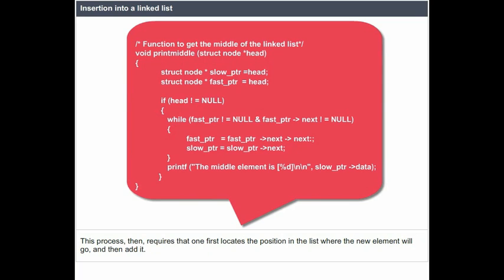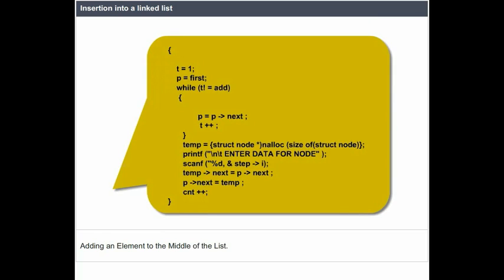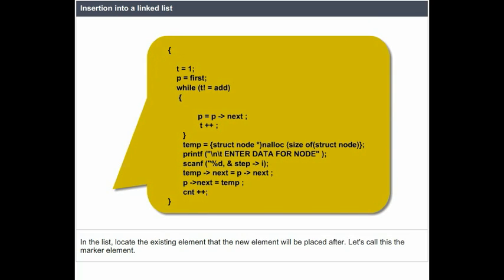This process then requires that one first locates the position in the list where the new element will go and then adds it. Adding an element to the middle of the list. In the list, locate the existing element that the new element will be placed after. Let's call this the marker element.